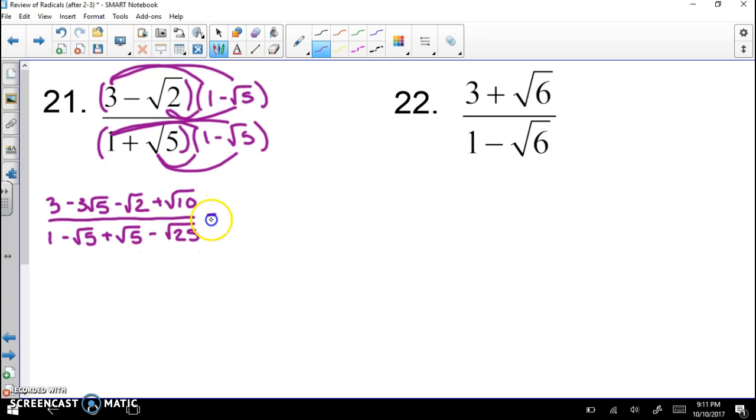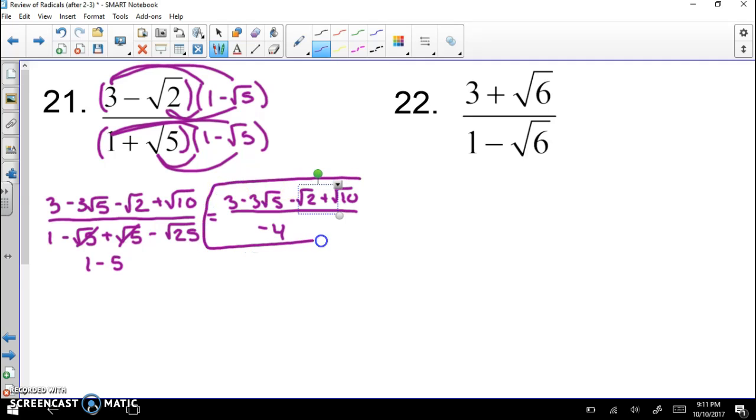From here, we look to simplify. Right now, nothing in our numerator can simplify, so we leave it as is. In our denominator now, just like before, the middle terms are going to cancel each other out. And then our last term, square root of 25, is a perfect square. This is then going to leave us with negative 4.